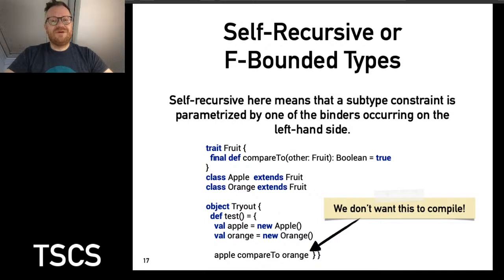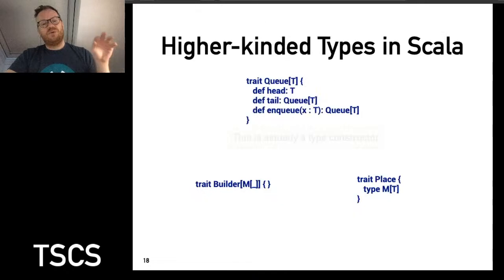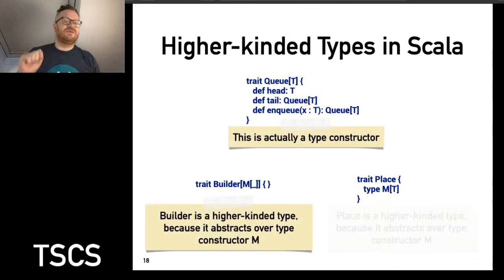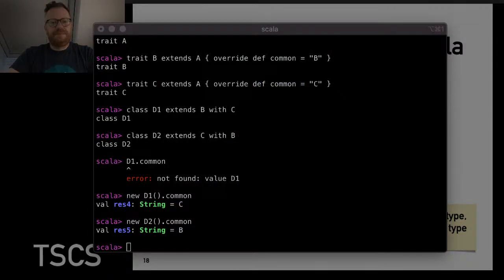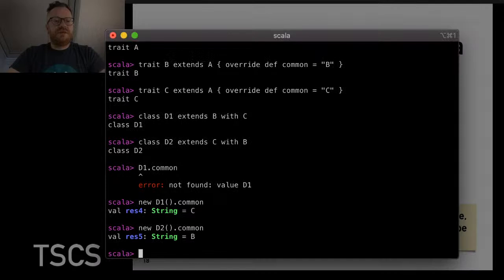Sorry for that. Okay, so going back to our last lecture, we have higher kinded types also in Scala. And the thing with traits and type parameters, or classes and type parameters, is that they're actually type constructors. So this definition here for a Q trait is actually a type constructor. Why is that the case? Let me show you.